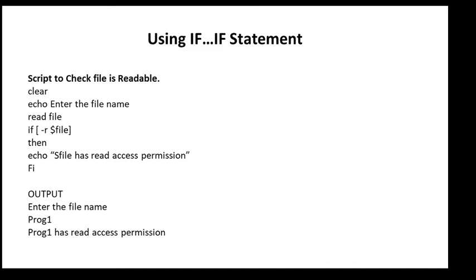A read file, whatever file name we want to give, will be read here. It is going to check the condition: if the given file is readable, then echo "the given file has read access permission".